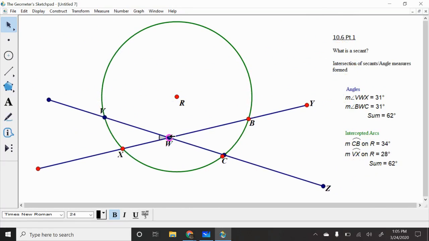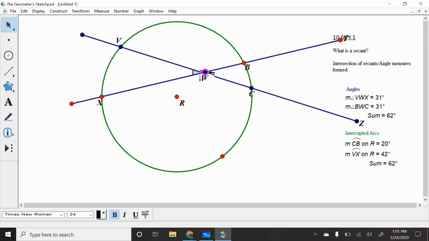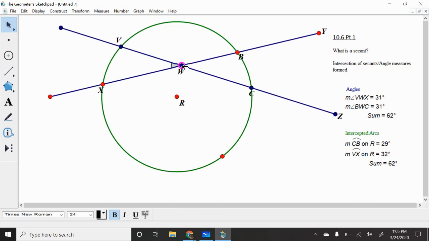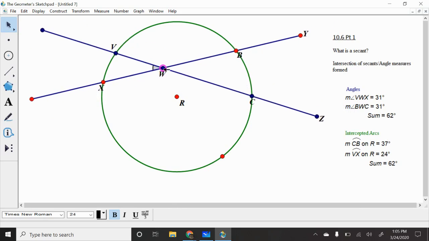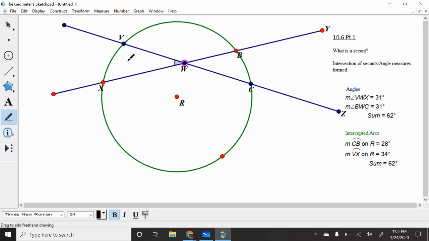As you can see, the angle section is not moving at all, because I'm not changing those angles at all. So here I still have 31 degrees, and here I have 31 degrees. That doesn't change at all. But if we look at the intercepted arc, CB is now 28 and VX is now 34. So notice that the arc measurements have changed.